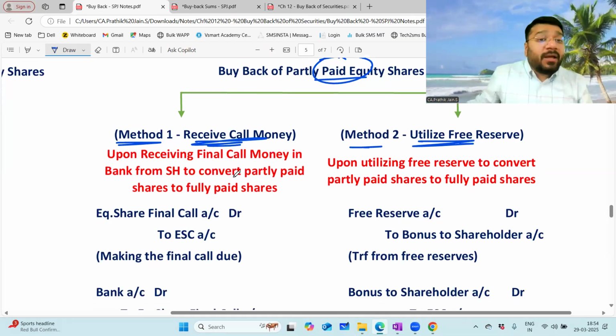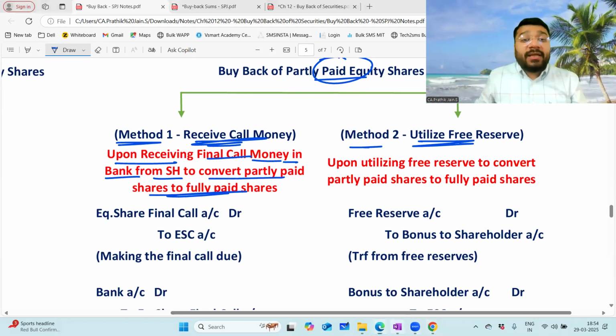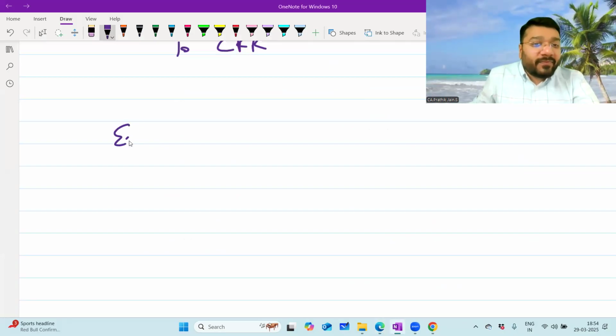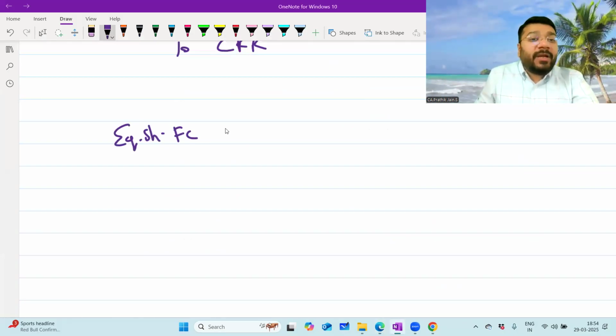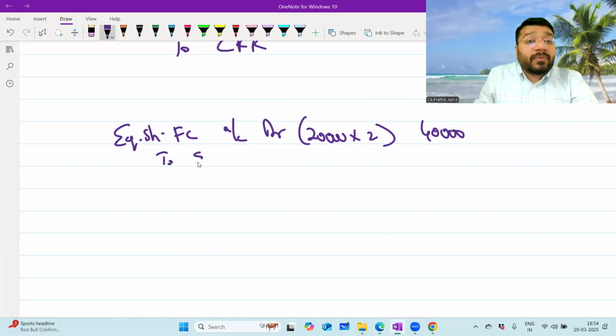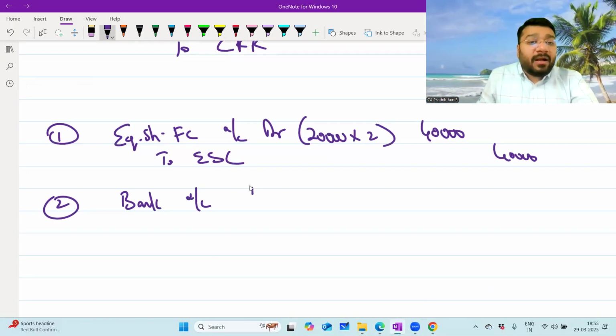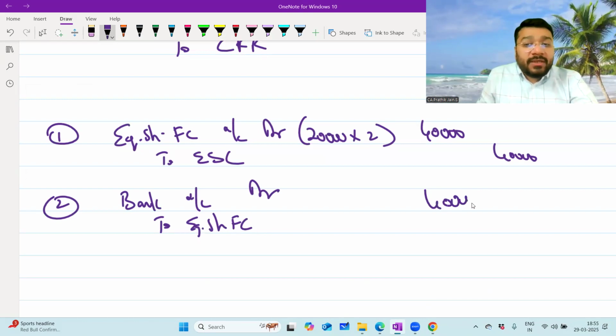So method 1 means what? Upon receiving the final call money in the bank from the shareholder, convert the partly paid shares into fully paid shares. So what is the journal entry for making the call? Equity share final call account debit. How much? 20,000 into 2, which is 40,000, to equity share capital 40,000. This is the due entry. What is the next entry? Very good. Bank account debit to equity share final call 40,000.